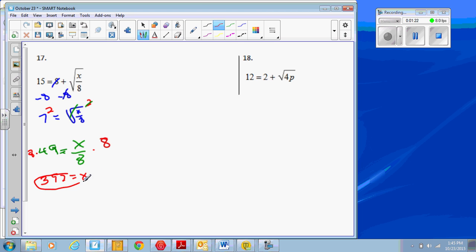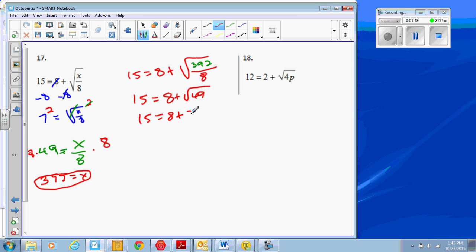And there's our solution. We want to check to make sure that works. 15 equals 8 plus the square root of 392 over 8. I just changed the x to what I think it's going to be. So that's 15 equals 8 plus the square root of 392 divided by 8, which is 49. And that becomes 15 equals 8 plus 7. That's correct, so that's my solution.